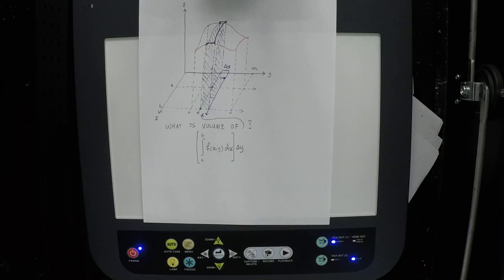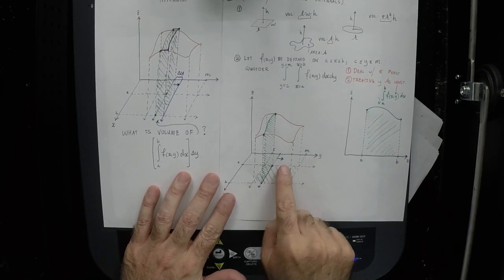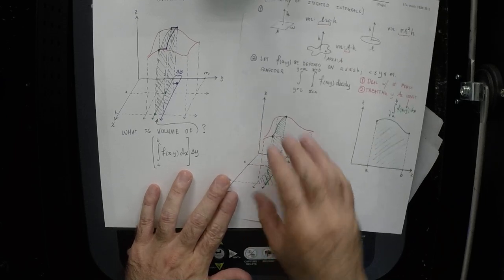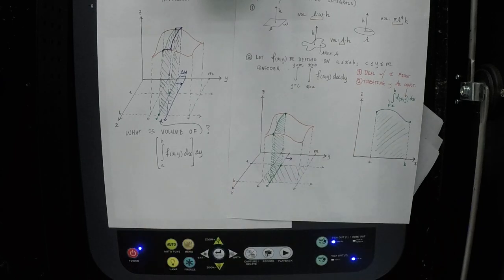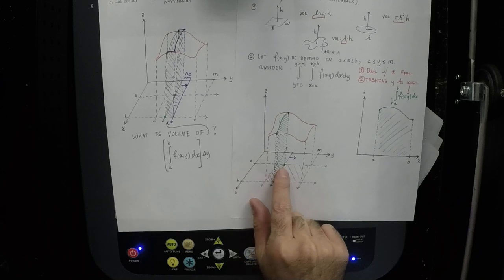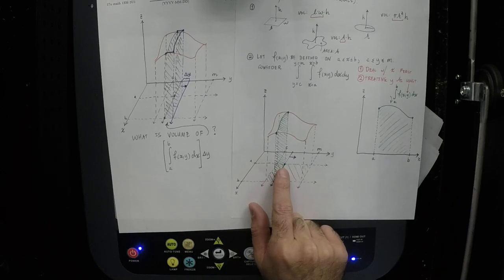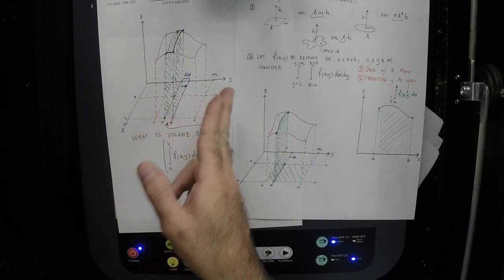So now I want you to imagine the following. Imagine that we wanted to calculate the volume under this red surface. Well, we could do it in the following way. We could say, let's consider this to be a loaf of bread. And then we can cut it into, say, 8 slices. 1, 2, 3, 4, 5, 6, 7, 8 slices.